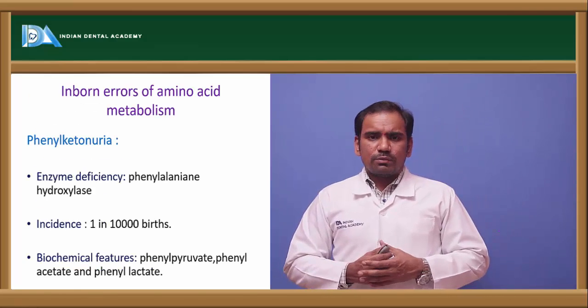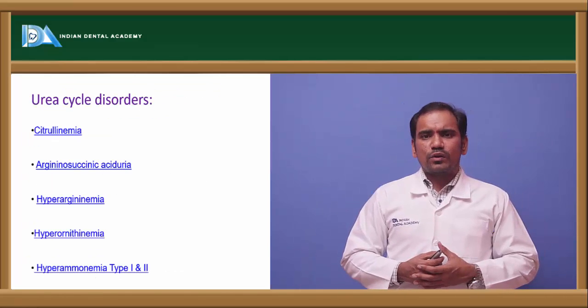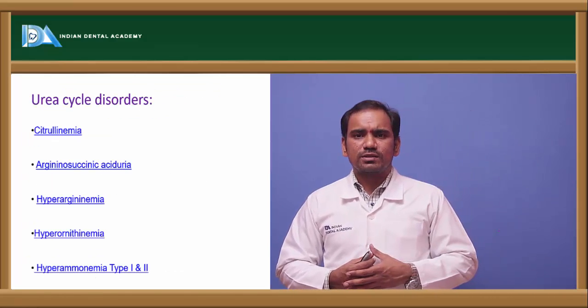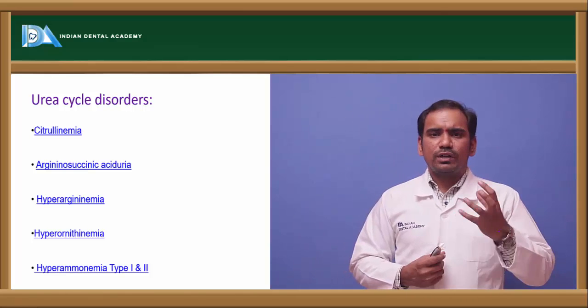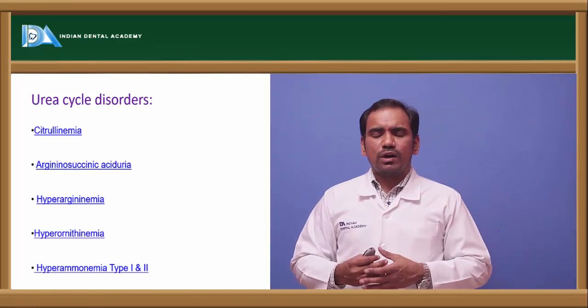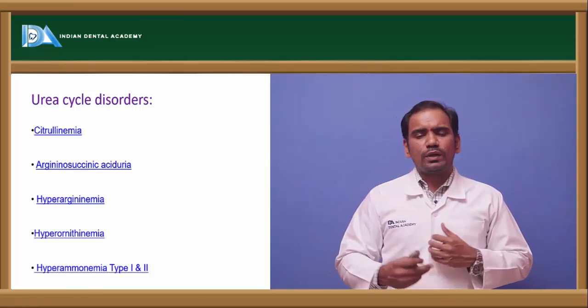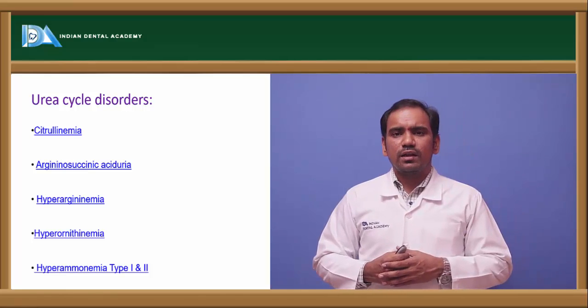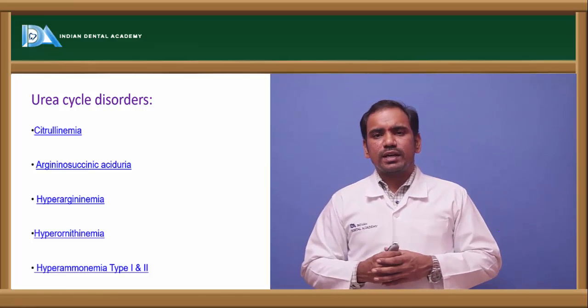Right. So that's about the urea cycle. We have discussed how the ammonia is transported from the peripheral tissues to the liver, how it is released in the liver, how it is detoxified by the urea cycle, and what the urea cycle disorders are.